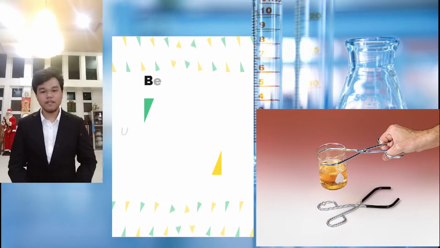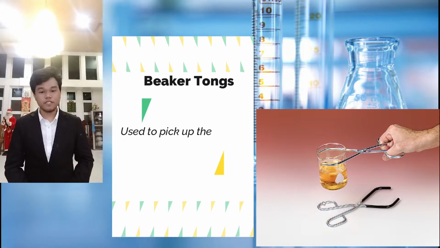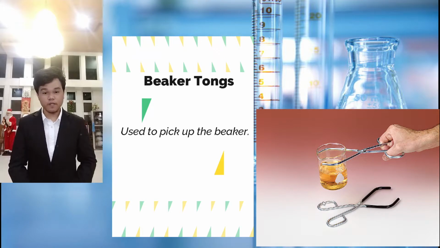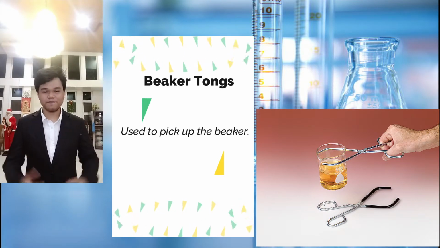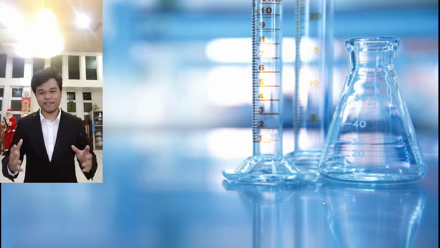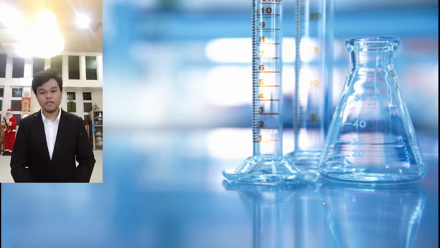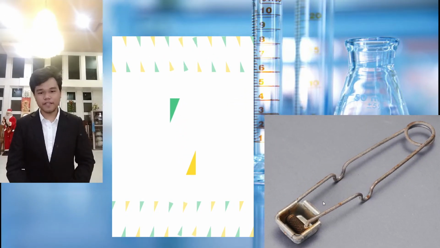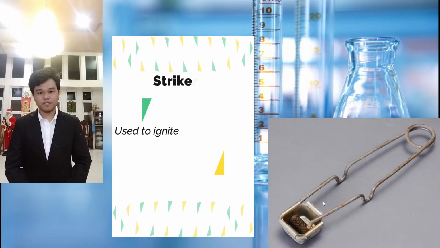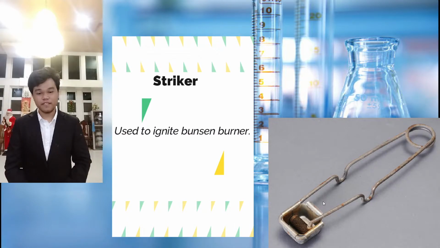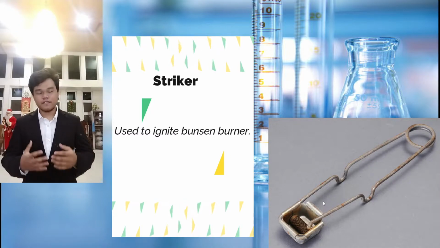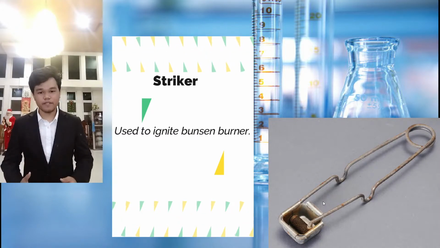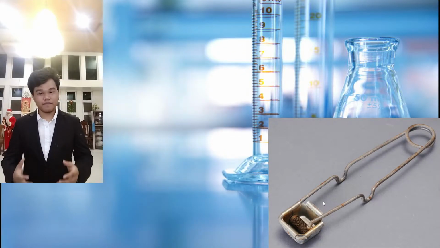Beaker tongs. Beaker tongs are used to pick up the beaker so that we can move it from one place to another if we cannot touch it with our bare hands. Number 6. Striker. Striker is used to start the Bunsen burner. It is like a flint that starts a fire. This is the tool that creates a spark that lights the Bunsen burner.